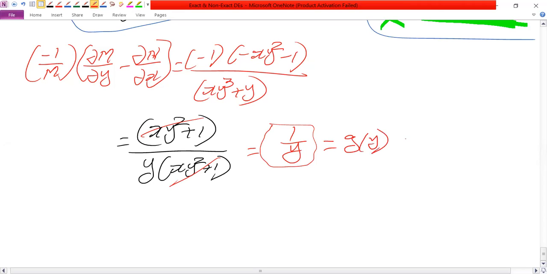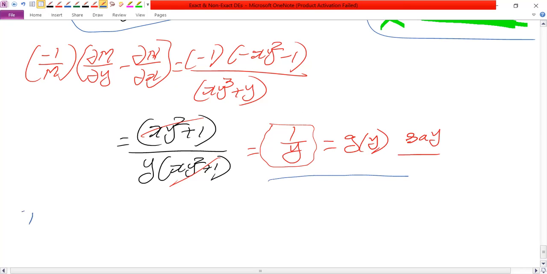So, for example, in any case, if we are getting this value containing the x variable, then we are not supposed to take this. 99.99% we will not get like that. So minus 1 by m into dou m by dou y minus dou n by dou x, if we take, then we'll get only a function of the y variable.